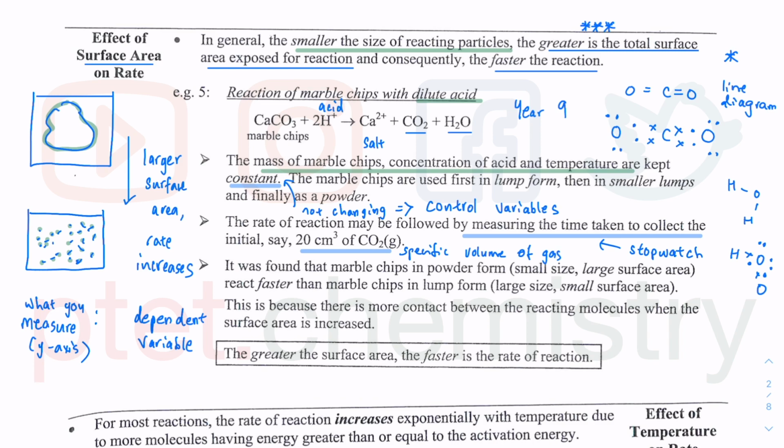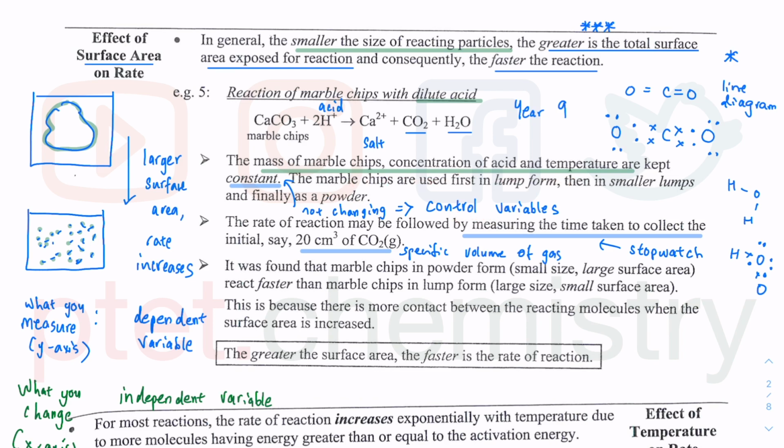On the other hand, what you change is your x-axis. So what you change is going to be your independent variable. Your x-axis is your independent variable. Your y-axis is your dependent variable. You change the x, you measure the y, you keep all these other things constant. They are called control variables.